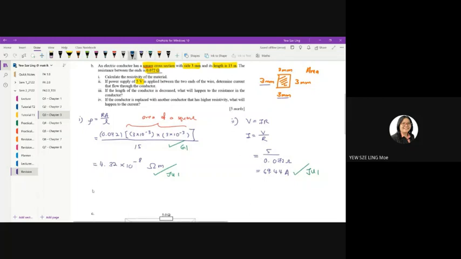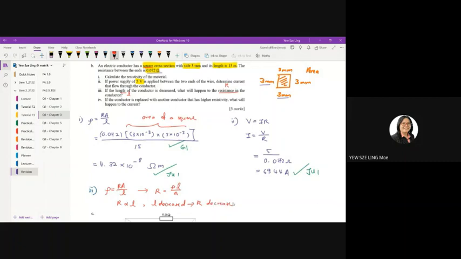Now, let's look at questions number 3. How to solve questions number 3. If the length of the conductor decrease, what will happen to the resistance in the conductor? Well, you have rho equals to RA over L. If you want to look at the relationship between R and L, then what should you do? You rearrange the equation. Then what you will have is R equals to rho L over A. So from this equation, R is directly proportional to L. Therefore, if L decrease, R also decrease.